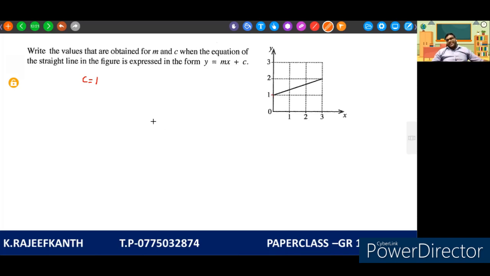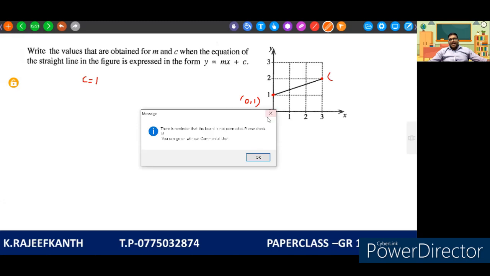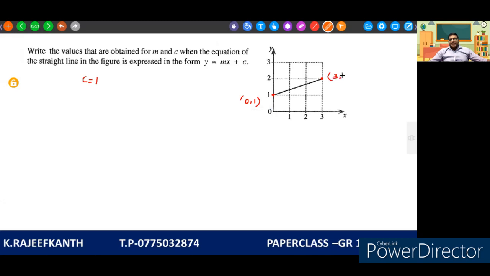Now we should find the value of m. That means we have to find the gradient. Here this point is (0, 1). This is the coordinate of this point. Here I will take this point. The coordinate of this point is (3, 2). Right? Here coordinate of this point is (0, 1). This is (3, 2). Now you have to find the gradient.